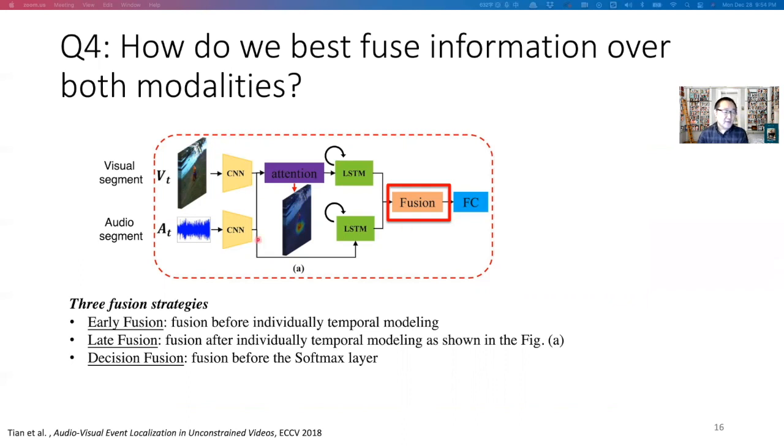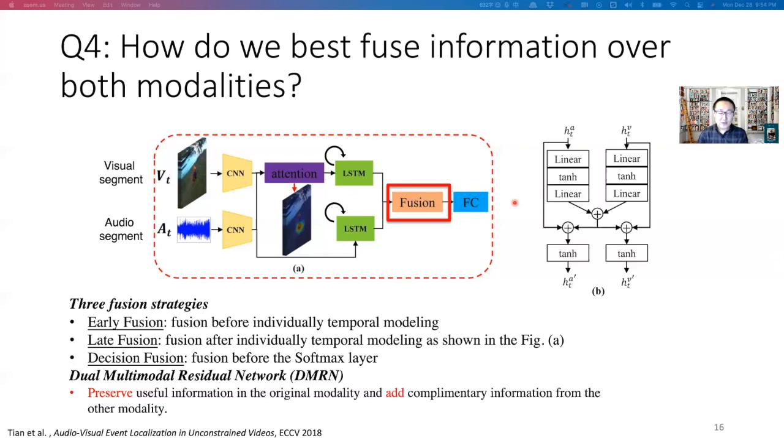For example, given the encoded audio feature and the attended visual feature, we will first use individual temporal models. Here, we actually use LSTM to do the temporal modeling for individual modalities. Then we will fuse the temporally aggregated features for future prediction. In decision filtering, we fuse them before the final softmax layer. In addition, we introduce a dual multimodal network to fuse the two different modalities. With skip connection, it can preserve useful information in the original modality and add complementary information from the other modality.